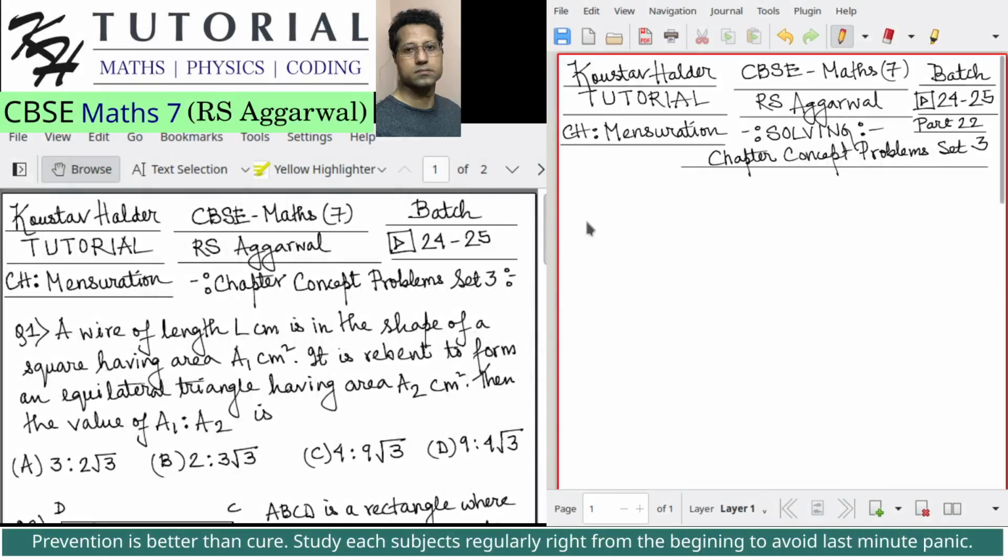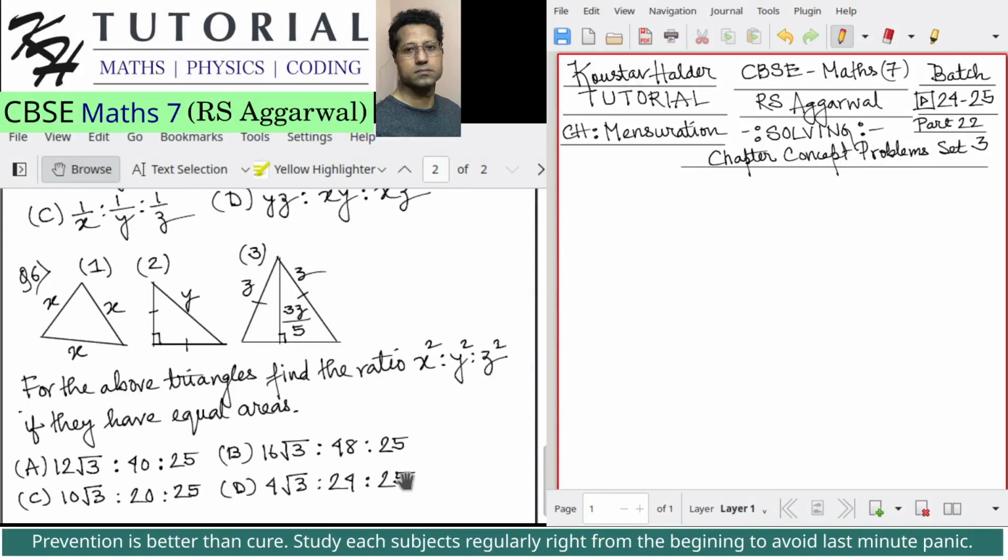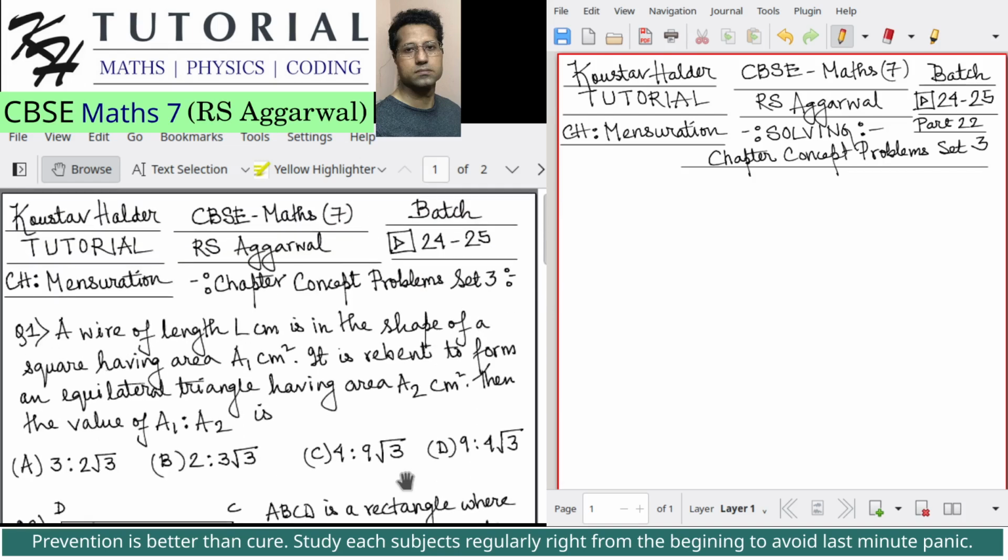Okay, so I have the problem set. There are 6 multiple choice questions in the set number 3. All these problems are based on the area of square, rhombus, parallelogram, rectangle and especially triangle. On the right hand side, I will solve the problem.